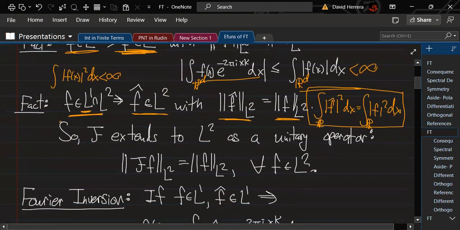So let's continue. We have a function. If it's in L1 and L2, its Fourier transform is in L2. So here we have the Fourier transform restricted to the subspace. L1 intersect L2 is a subspace of L2. Now, what you can do is that if you have any function in L2, you can define its Fourier transform by using the fact that this is a dense subspace. So you can pick a sequence of functions here converging to the general function f in L2, and then you define the Fourier transform of f as the limit of the Fourier transforms of this sequence.